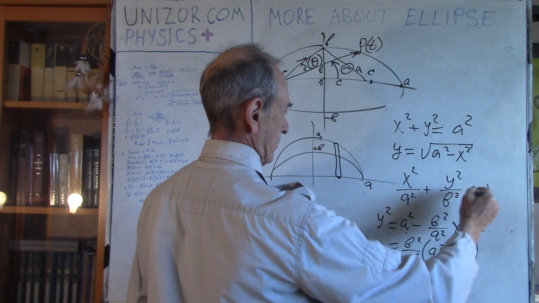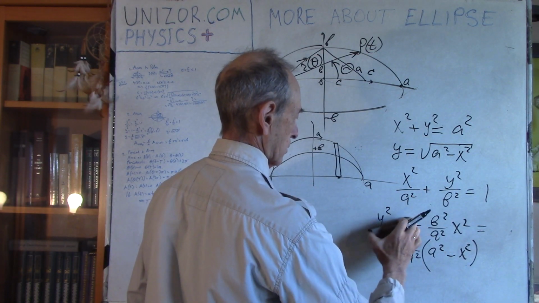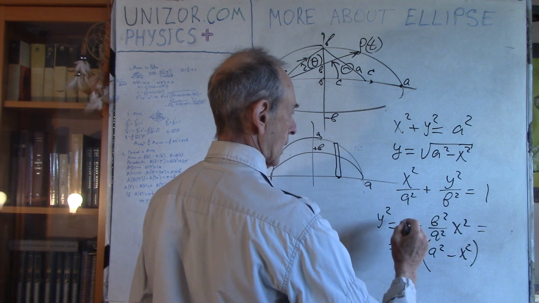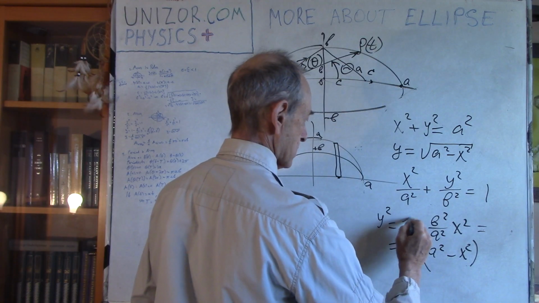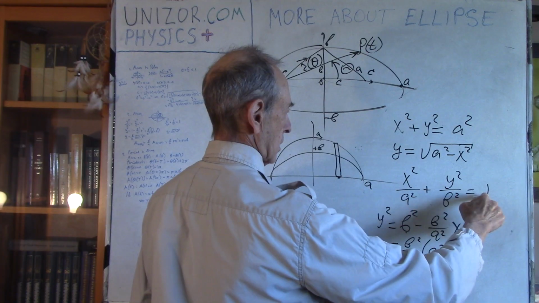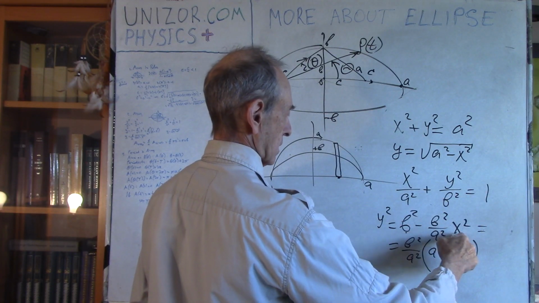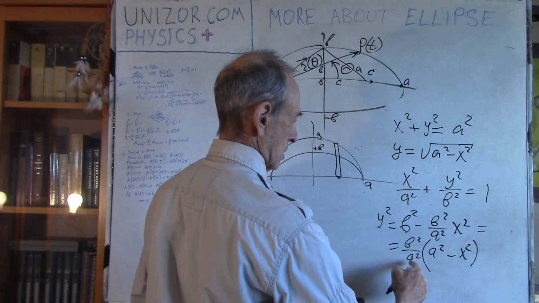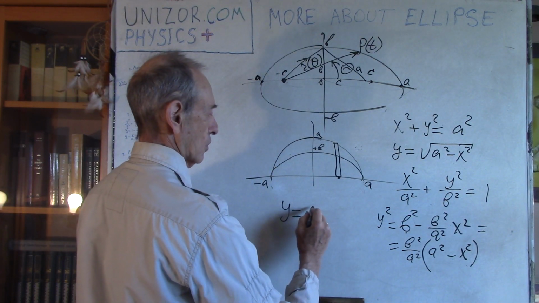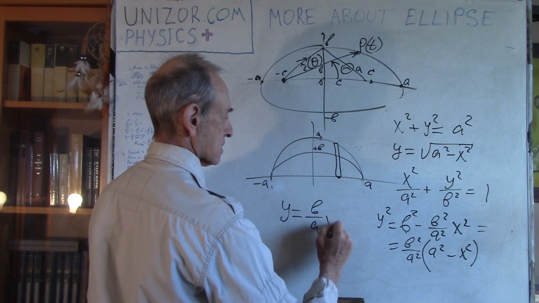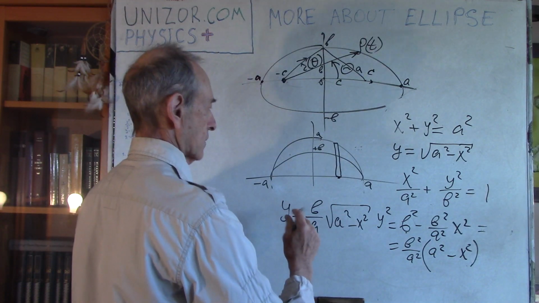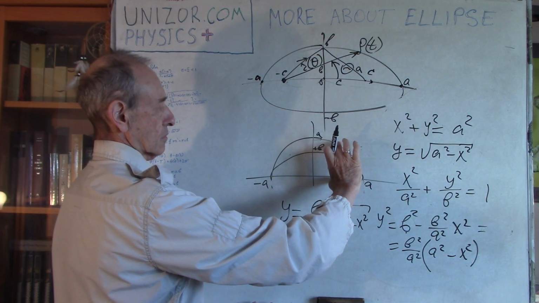Is that right? I multiply by, no, wait. I multiply by b square, so it's b square, right? So it will be b square minus b square divided by x square. And now I'm just doing this. Okay, from which y is equal to b over a times square root of a square minus x square. So y is the ordinate, right?